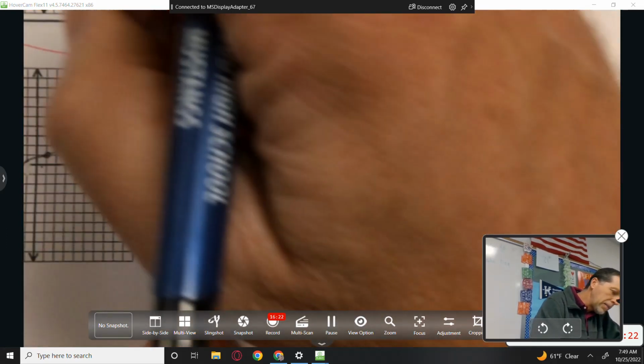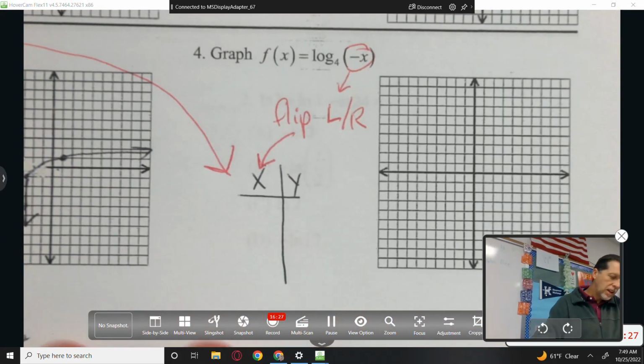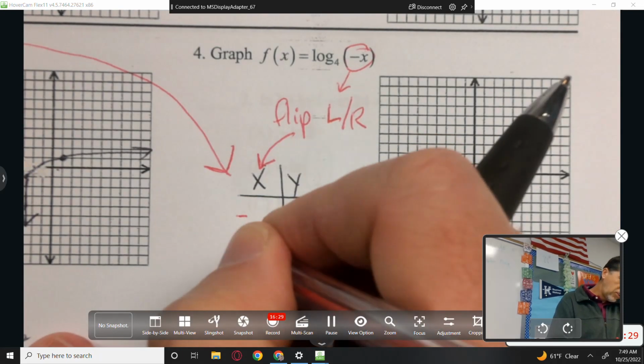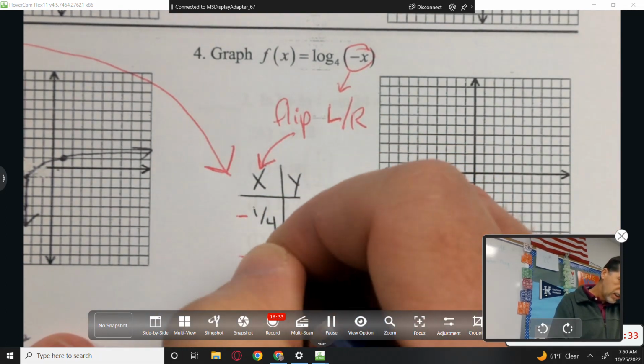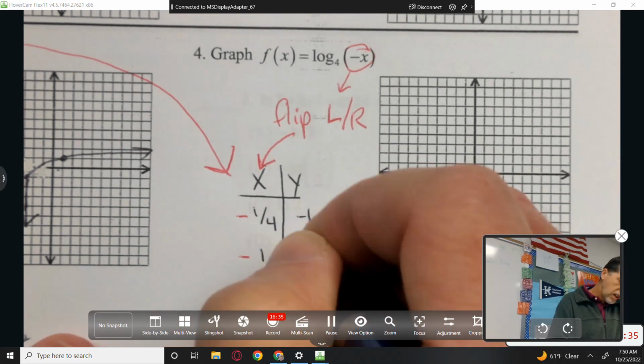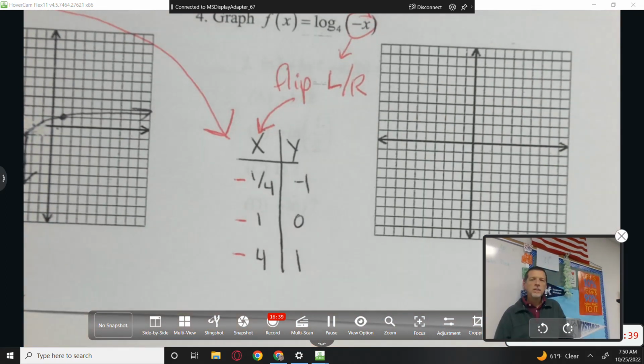Again, I'm not coming up with anything on my own here. I'm just borrowing from that first table we did. And I'm just going to change all the x values to negatives, and leave my y values alone. And then plot what I've got.